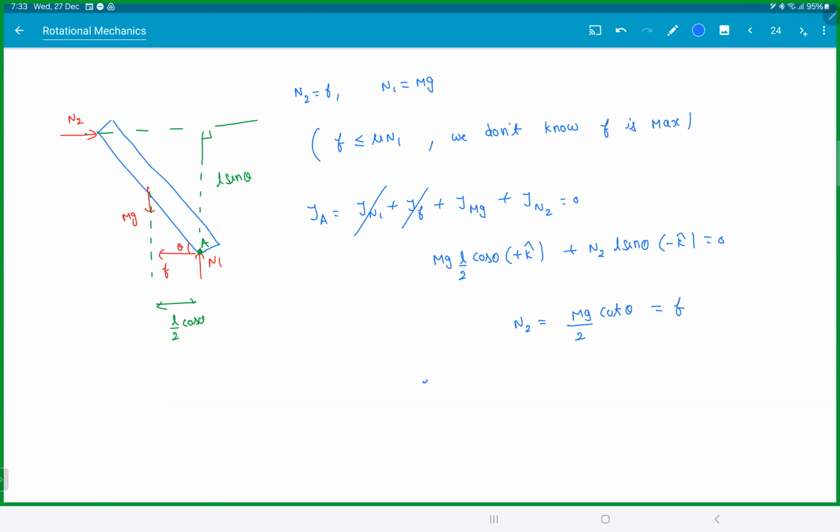But they can ask you something more. I know F is less than or equal to mu N1. F is mg by 2 cot theta. N1 is mg. So mu should be greater than or equal to cot theta by 2 for no slipping. They can ask you this question also: find the minimum coefficient of friction so that the rod does not slip.